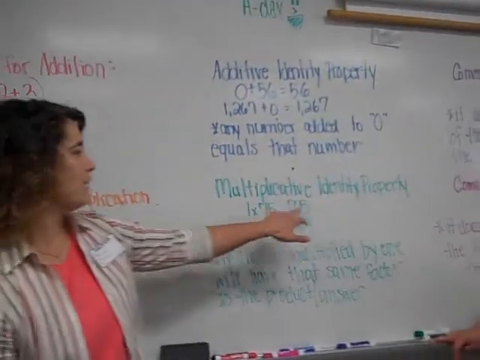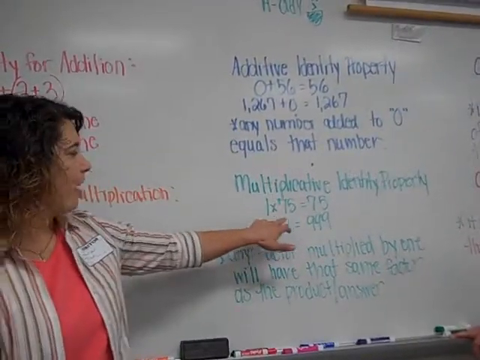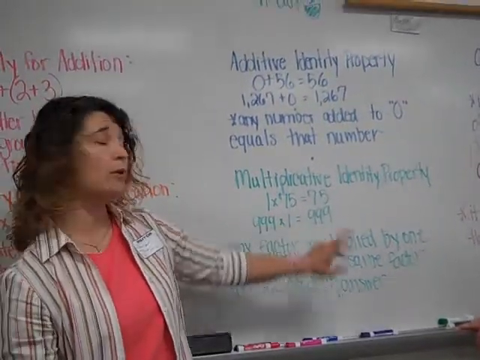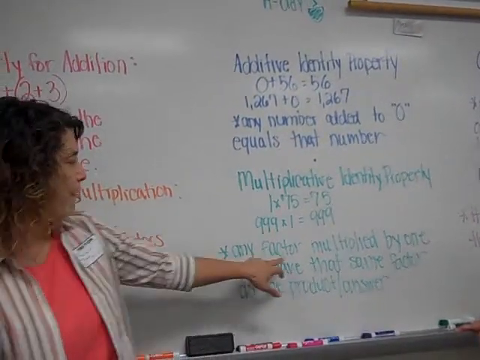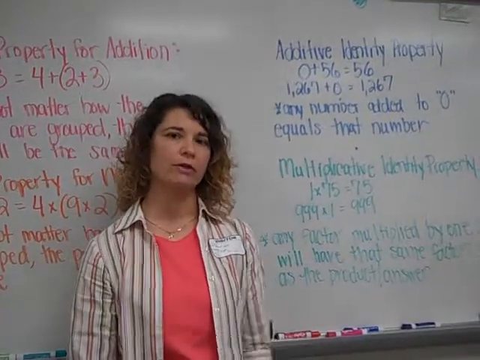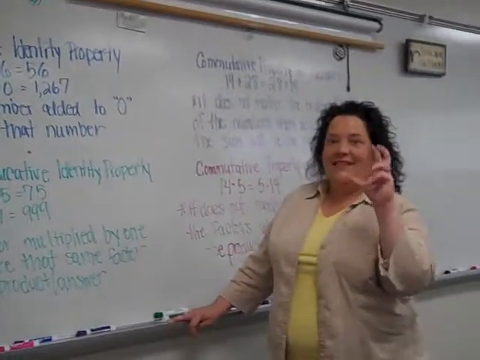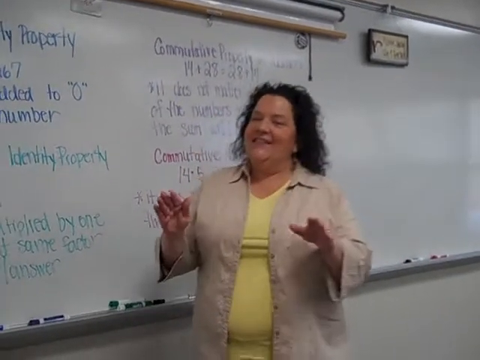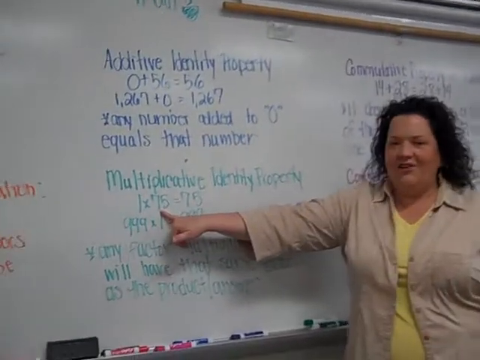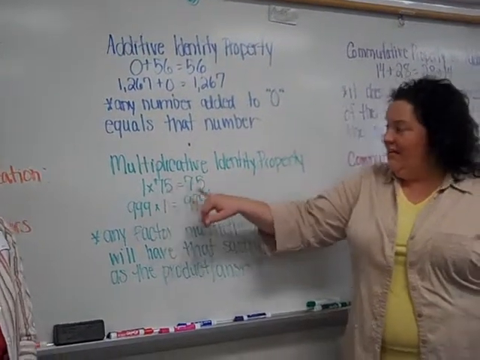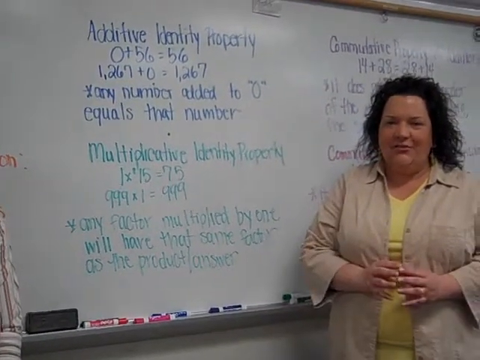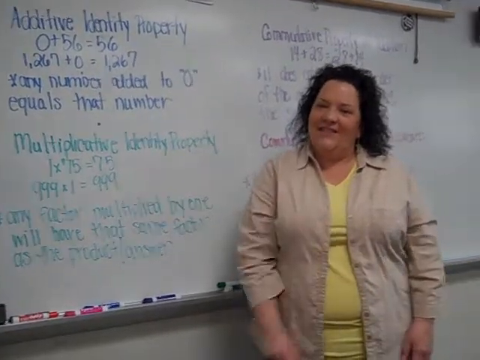And then we're going to do the multiplicative identity property. So 1 times 75 is equal to 75, or 999 times 1 is equal to 999. So any factor multiplied by 1 will have the same factor as the product or answer itself. Once again, we see those identical twins. Remember, identity property is identical twins. Here we have a factor, and its identical twin is actually the product as well. Identity property, identical twins. Let's move on to the last set.